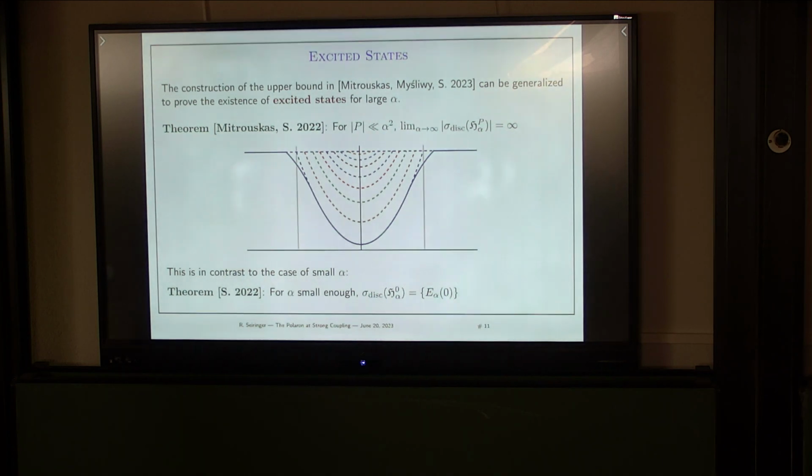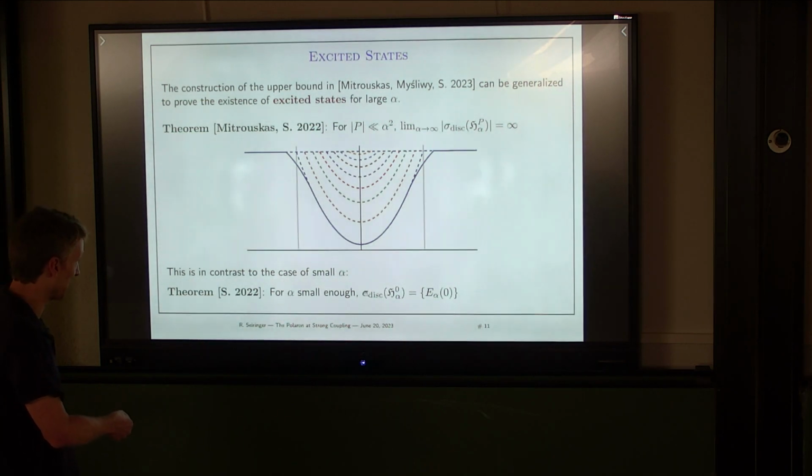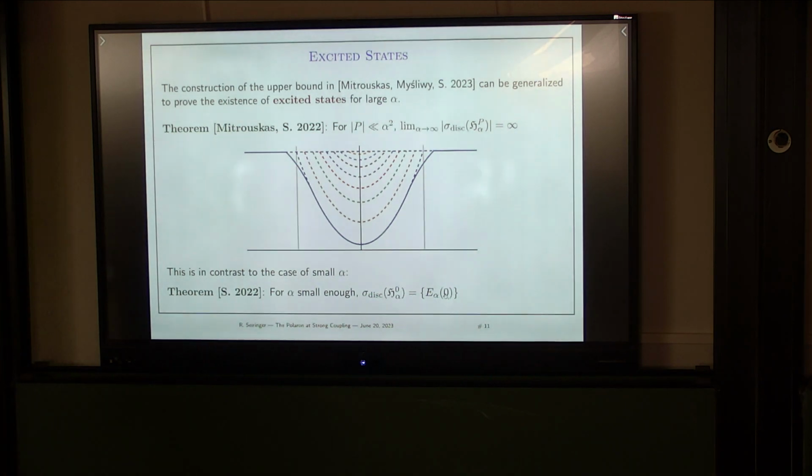And in fact, there are no excited states. Okay, so for small alpha, this is what I recently proved. I formulated it this way: the discrete spectrum is just the ground state energy. In fact, strictly speaking, I could only prove this at p equals 0. But of course, you expect that if there are no excited states at p equals 0, there should also be none out here. I don't expect something crazy, but strictly speaking, this is not known. But for p equals 0, I managed to prove that for small alpha, there are no excited states.